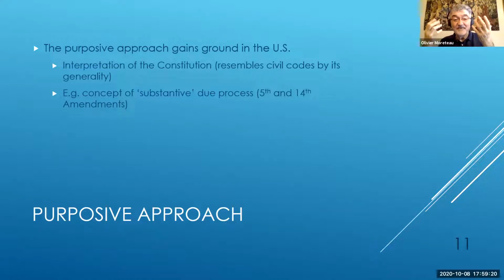To give you an example of the purposive approach, or use of a more modern method, the fact that the Supreme Court has developed a concept of substantive due process derived from the 5th and 14th Amendments is pretty much purposive, really trying to expand the concept of due process beyond what is purely procedural. And you know that in a common law context, we have discussed that already, the boundary between procedure and substance is sometimes fuzzy, okay?